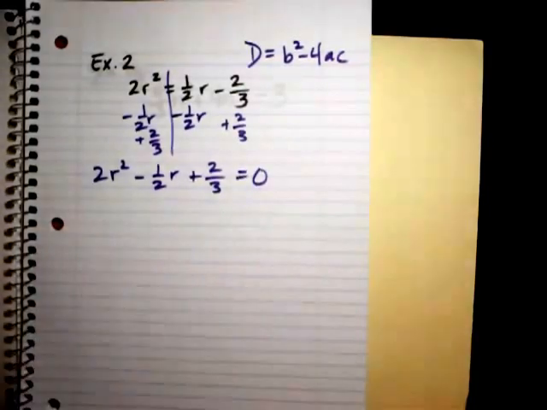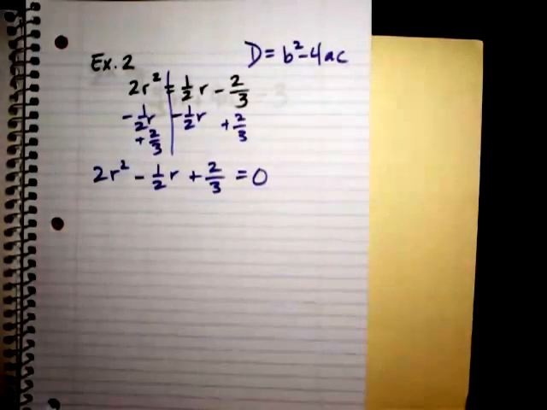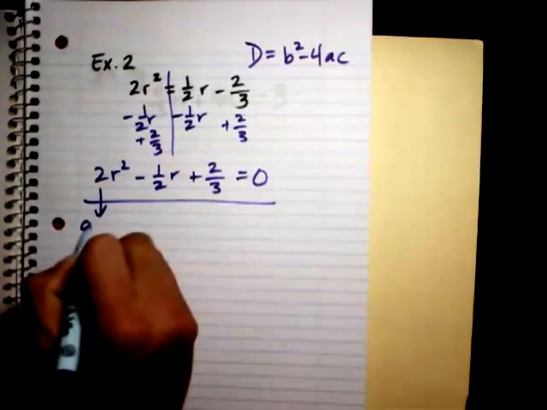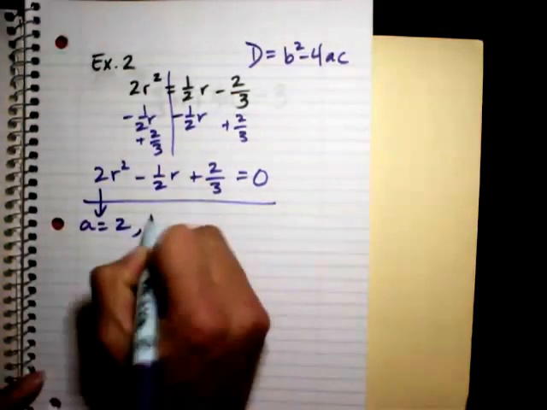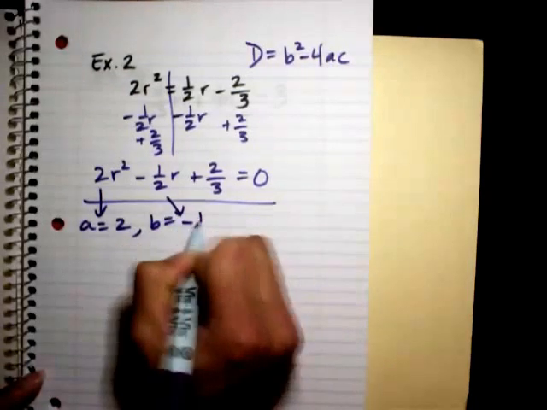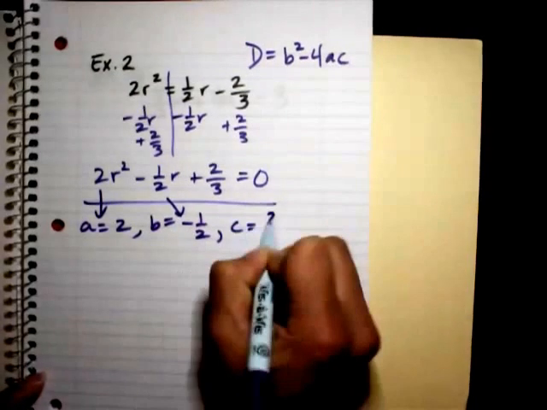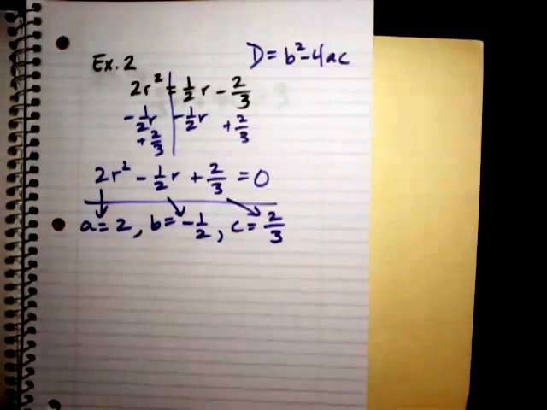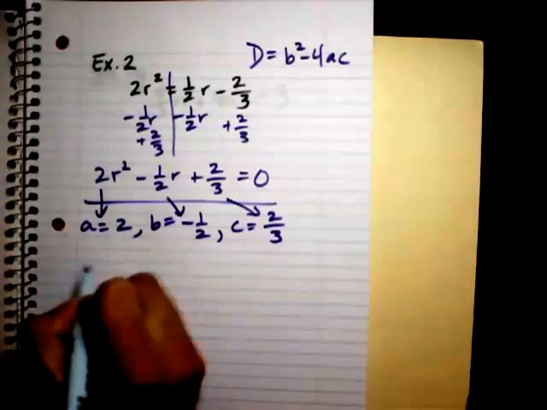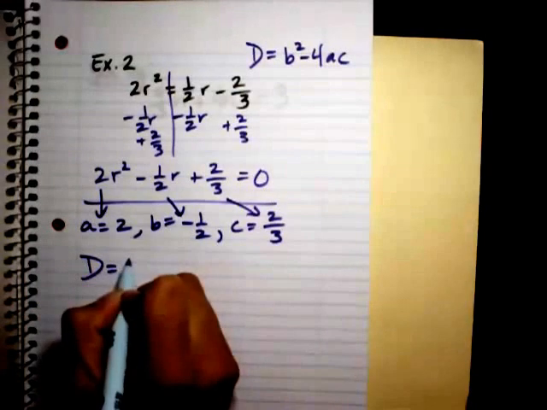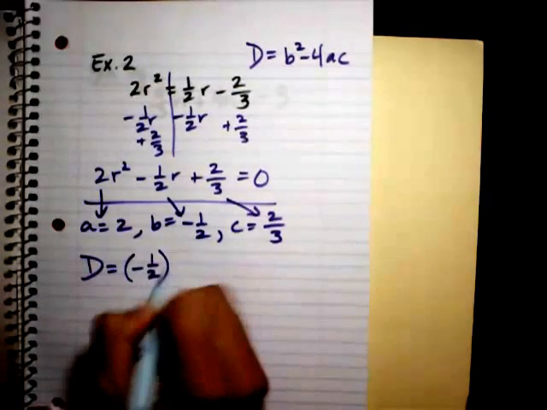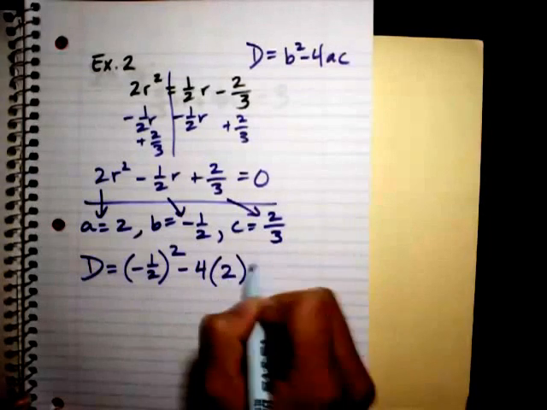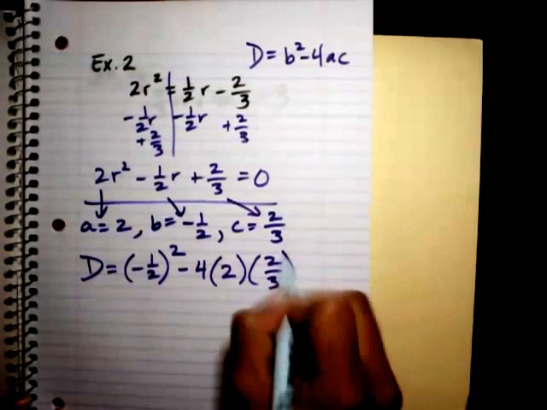You can only extract the values of a, b, and c in this form. Okay, so it has to be in this form here for you to determine a equals 2, b equals -1/2, and c is equal to 2/3. Okay, so there you go. We're going to use these values to substitute in. Our discriminant is equal to b squared, so that's -1/2 squared, minus 4 times a times c, which is 2/3.